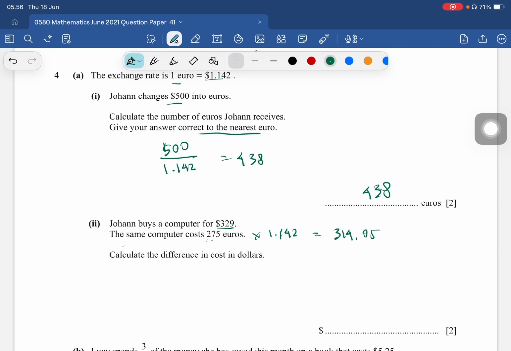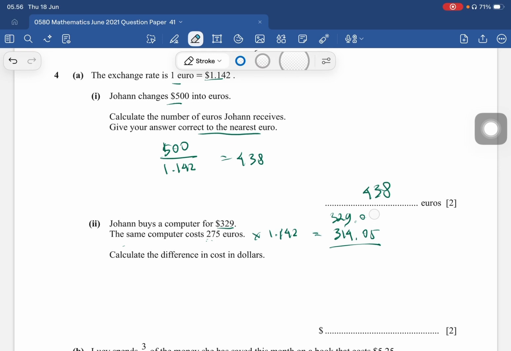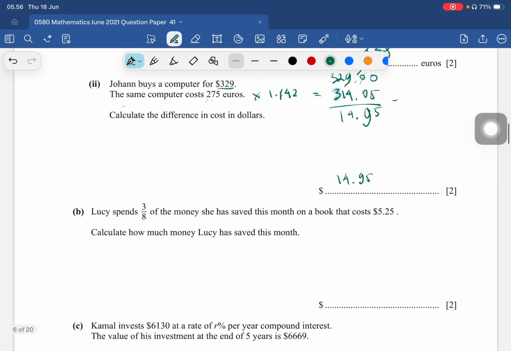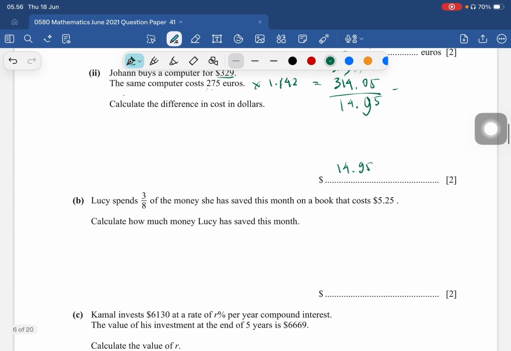So $329 we minus by 314.95. So the difference is $14.05.